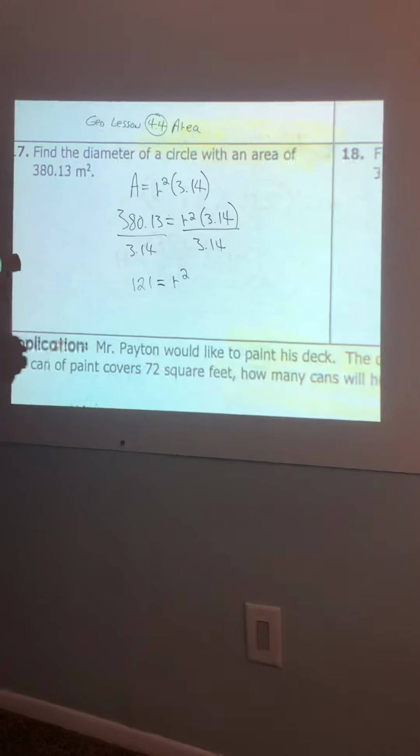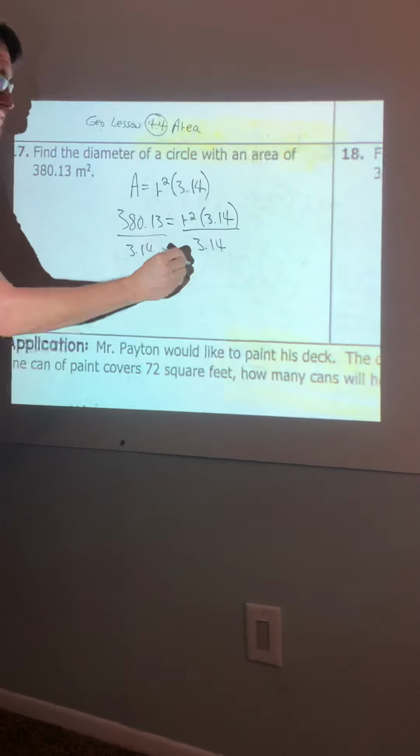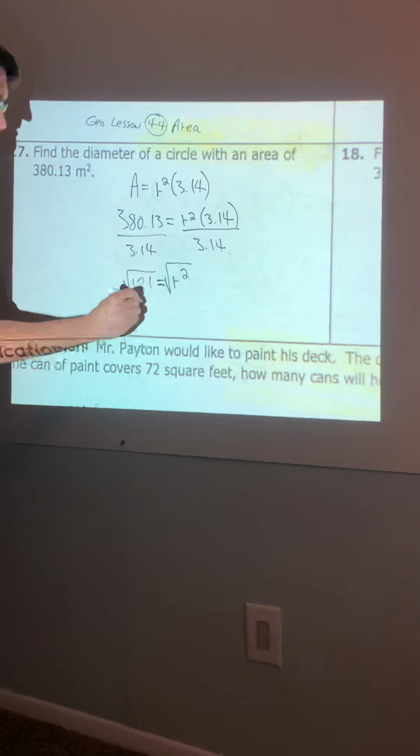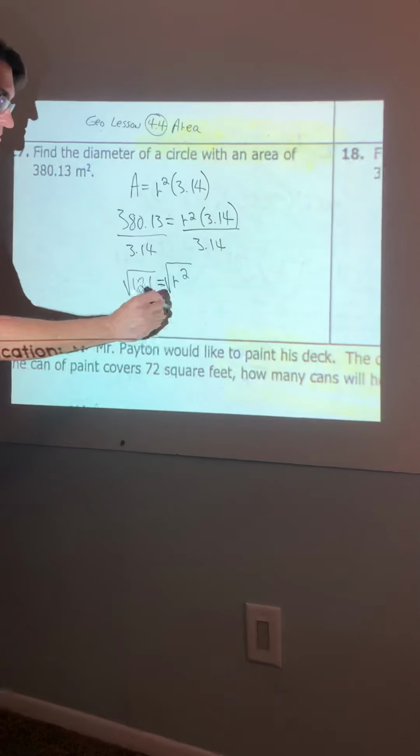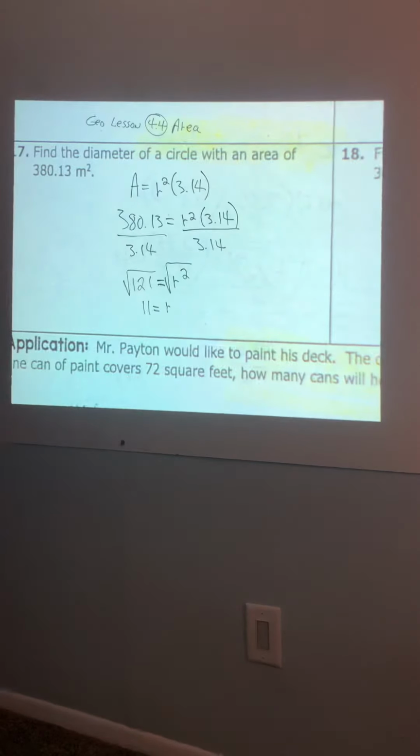Does anyone out there remember how to undo a variable to the second power? Oh, yeah, square root. So I'm going to do square root here, and 11 equals the radius. Now, don't do it, Mr. Mac. I get hyper and I'm all excited. I have the number. I think I'm done.